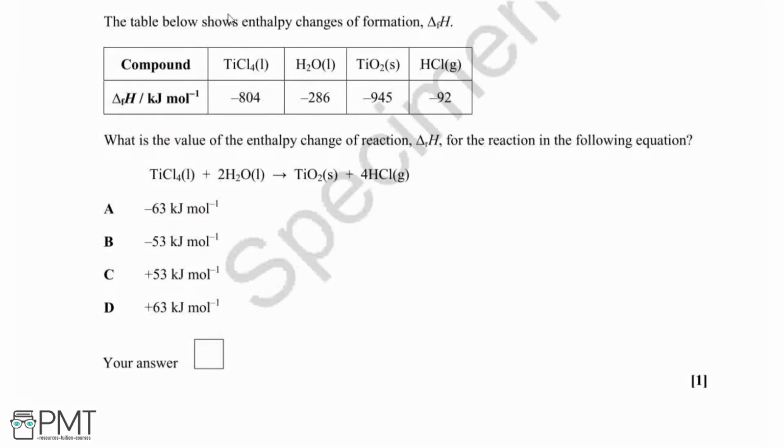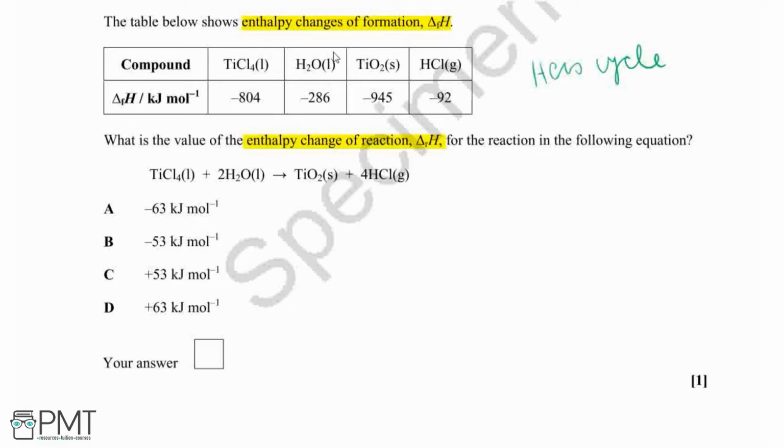This table below shows some enthalpy changes of formation values. And we need to use these to identify the value for the enthalpy change of reaction for this reaction shown below. So we've got the reaction of titanium chloride with water to form titanium oxide and some hydrogen chloride gas. So we can't work out this enthalpy change of reaction directly. Therefore, we need to use a Hess cycle in order to calculate this indirectly using enthalpy change of formation values given to us.